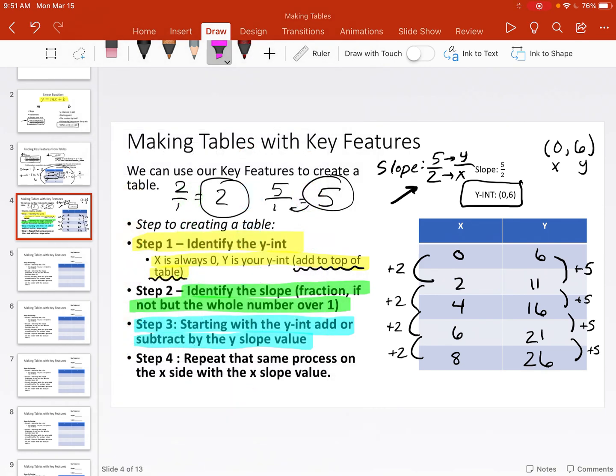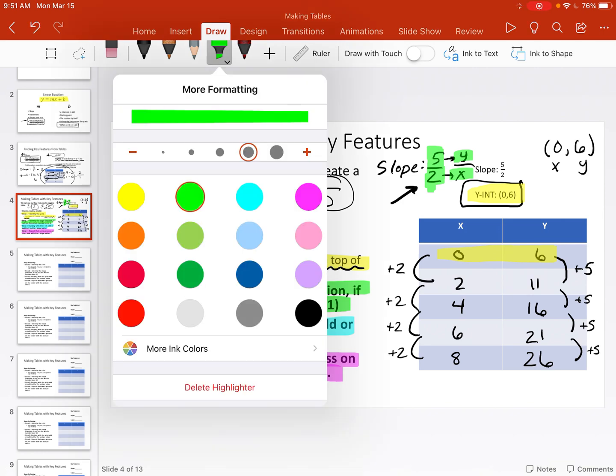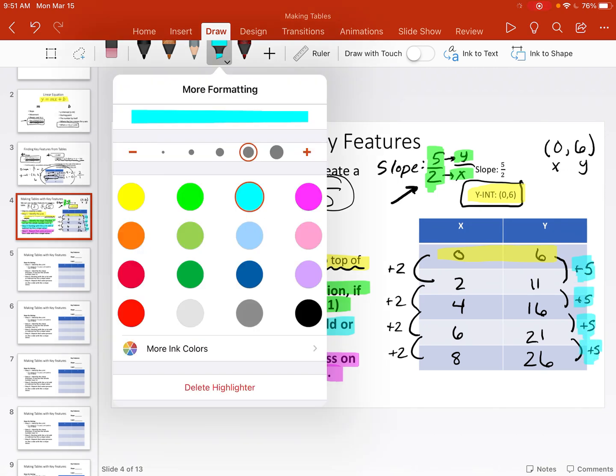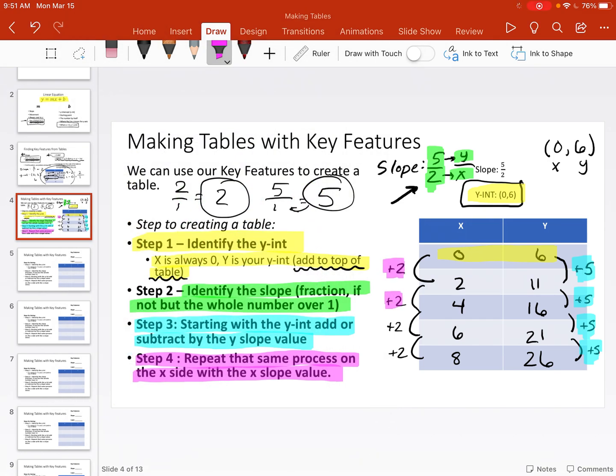And again, sorry, forgot my highlight. That was step 4. Repeat the same process on the x side with the x value slope. So again, step 1, we identified our y-intercept. I'll go ahead and highlight that with our color, and we put that in our table. Step 2, we had to identify our slope, which we did there. It was already a fraction, so we didn't have to put it over 1. Remember, it's y over x. Step 3, we started with our y side, and we added 5 every time because our slope was 5 over 2. Last but not least, step 4, we added 2 on our x side because that was our bottom number.